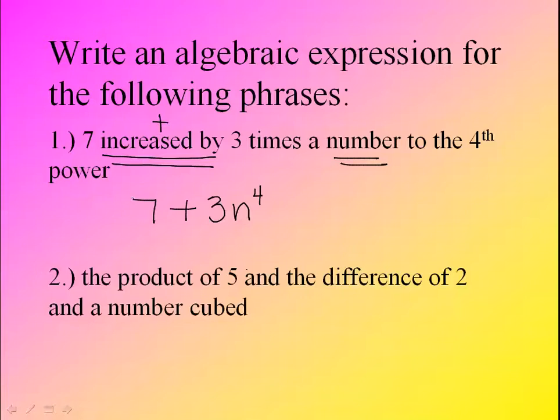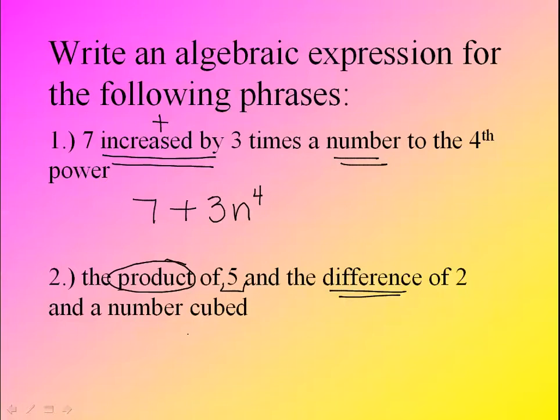Number 2, the product of 5 and the difference of 2 and a number cubed. Now this one can get confusing because of all the words, so let's just break it down. It says the product. That means the answer to a multiplication problem. So we're multiplying 5 and, so 5 times, the difference. Again, that's that little word that we need to be careful about because this means the answer to the subtraction problem. So we're going to be multiplying 5 times the answer to the subtraction problem.